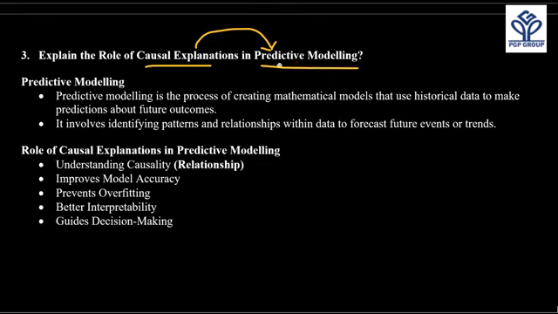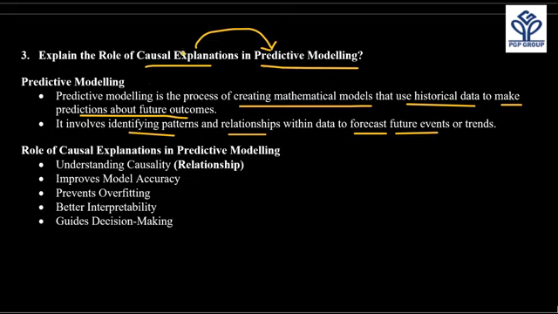You can see here, predictive modeling is a process of creating mathematical models that use the historical data and make predictions about the future outcomes. This involves identifying the patterns, identifying the relationships within the data, and forecasting. So three things: identifying the patterns, identifying the relationships, and then forecasting the future events, what is going to happen in the future. This is called predictive modeling.